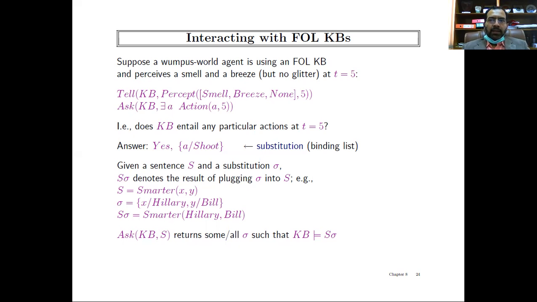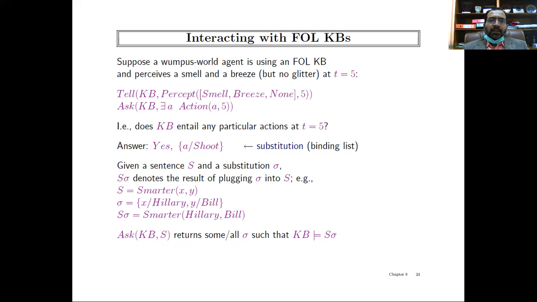Now it is up to the knowledge base to respond to this particular query, and of course the agent has to take an appropriate action based on the logical formulation. So what we want to ask the KB is that there exists an action A, which is an appropriate action at the given point 5. So that is ask KB, there exists an action A comma 5.